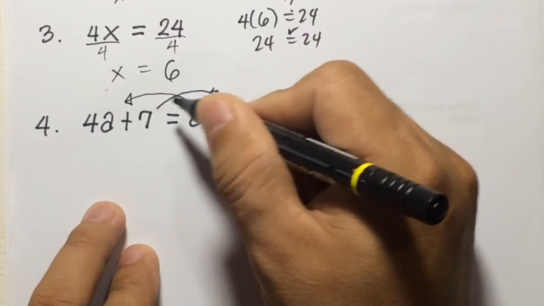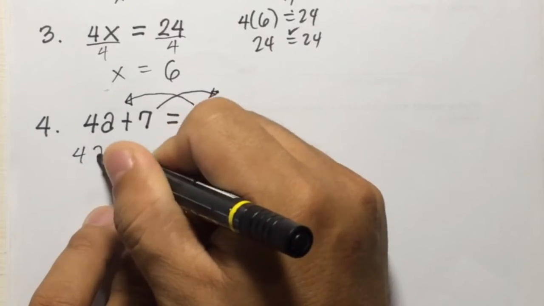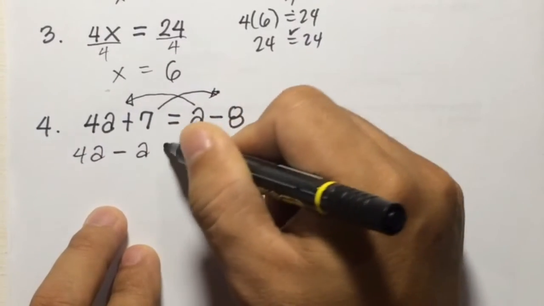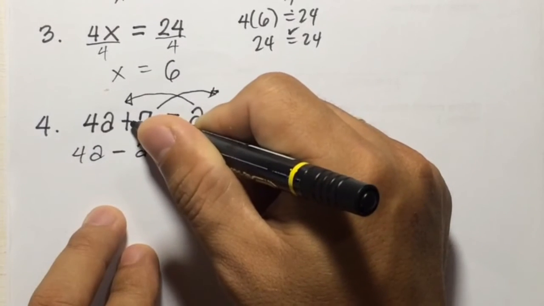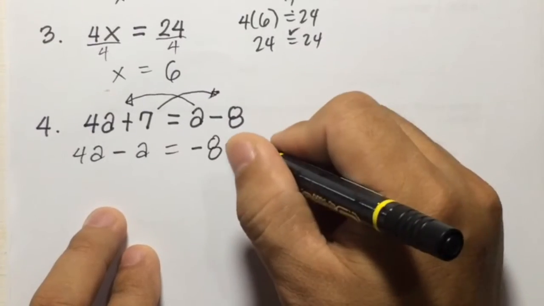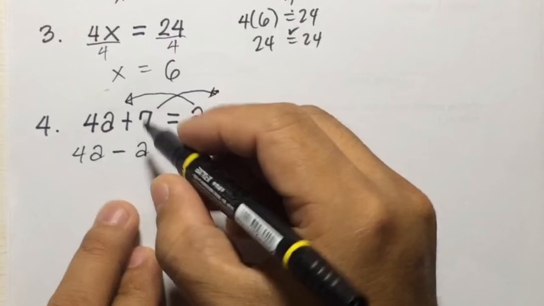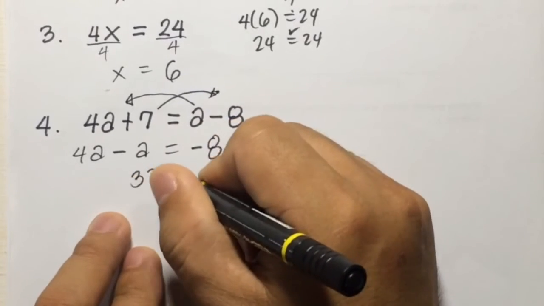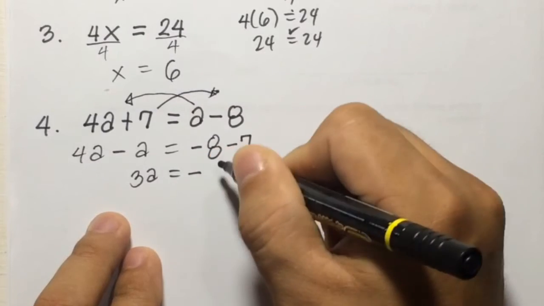So a here will be transposed to the left side. This will become negative a. So we're going to have 4a minus a. Then negative 8. Then 7 here, from positive 7, if it will be transposed, that will become negative 7. Then 4a minus a will be 3a. The negative 8 minus 7 is negative 15.